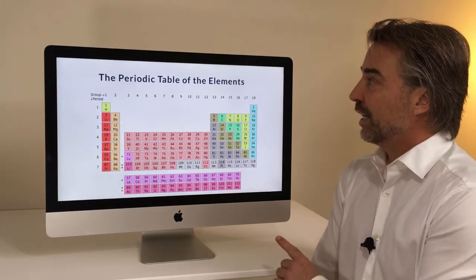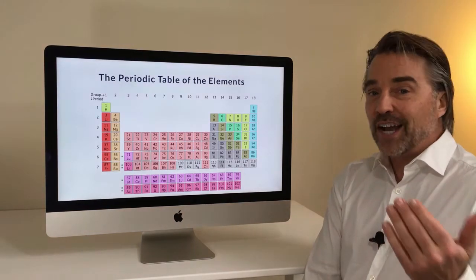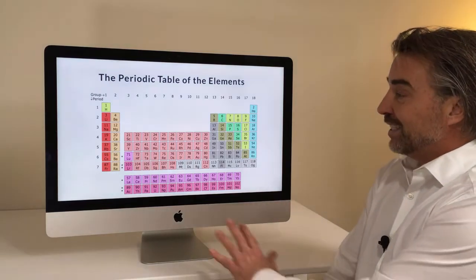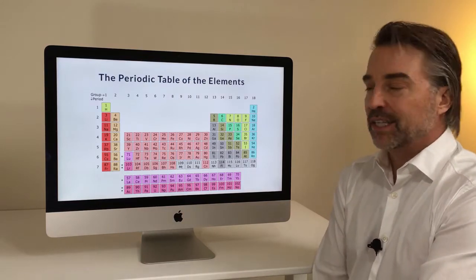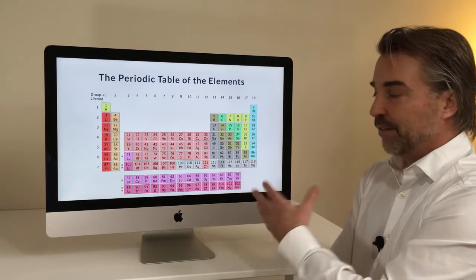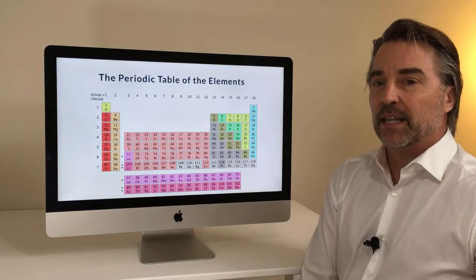This is the periodic table of the elements. You probably last saw this in your high school chemistry class, your high school physics class, or maybe in college. But this is the material foundation of everything in the universe. As far as we know, at least the universe we can see, everything is made up of some combination of these fundamental elements.